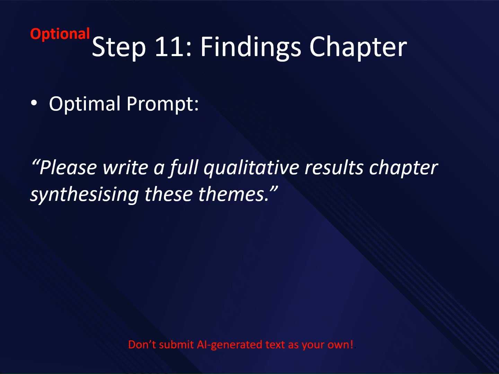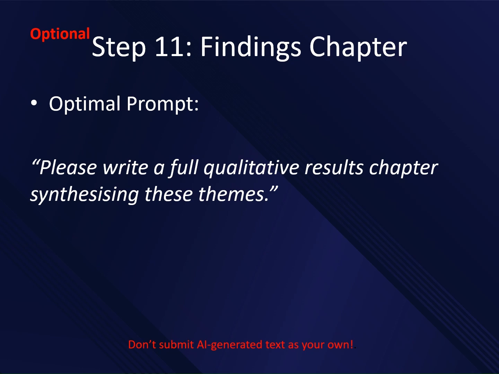This step is optional and is for those who want to get some ideas of what should be included in their findings chapter. Ask ChatGPT to convert themes into a full qualitative results section. Use the prompt, "Please write a full qualitative results chapter synthesizing these themes."